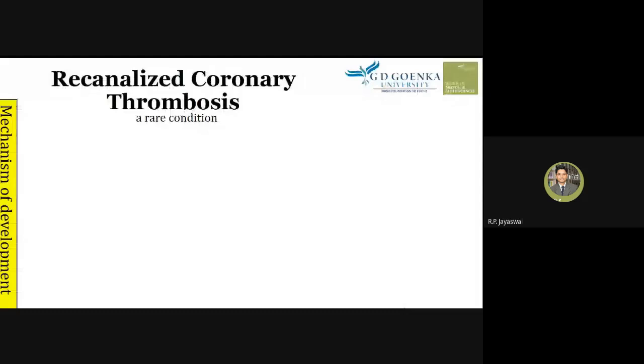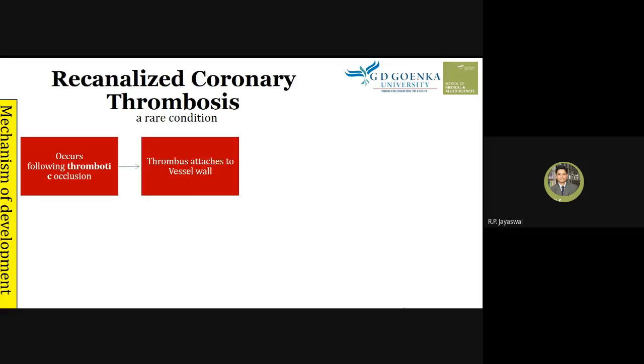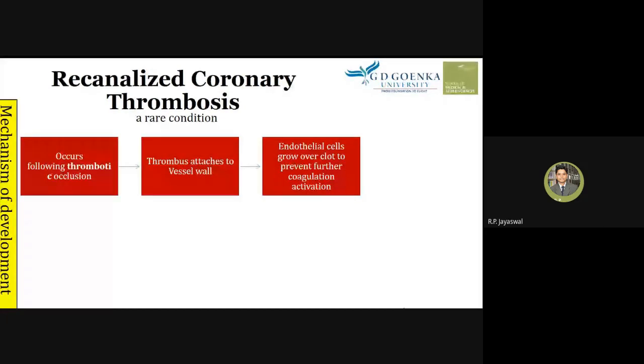So what we are learning is how recanalization takes place when there is a coronary thrombosis process. We need to know the first stage that occurs following thrombotic occlusion. The artery has thrombus formation because of the plaque, and then the thrombus attaches to the blood vessel wall. The endothelial cells, which line the blood vessel wall, start to grow over the clot, which prevents further coagulation activation.